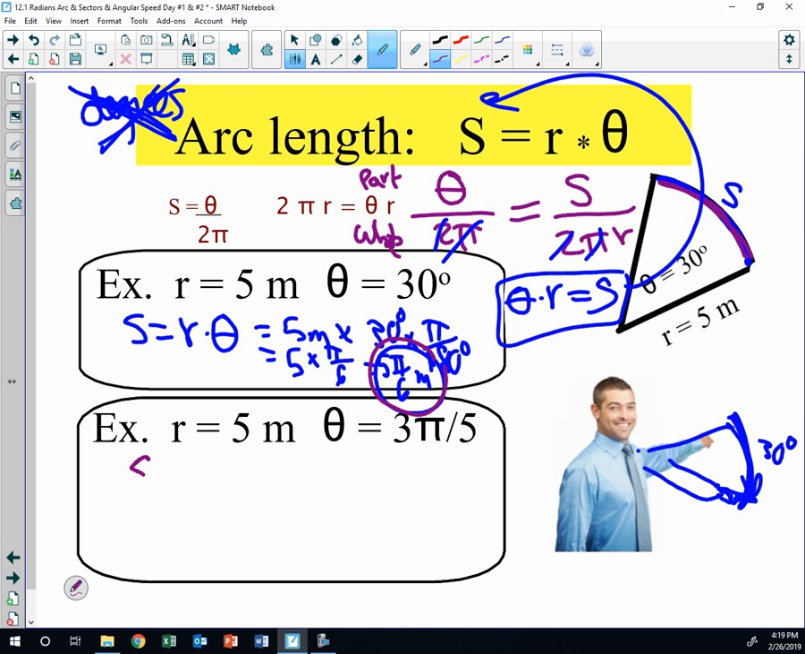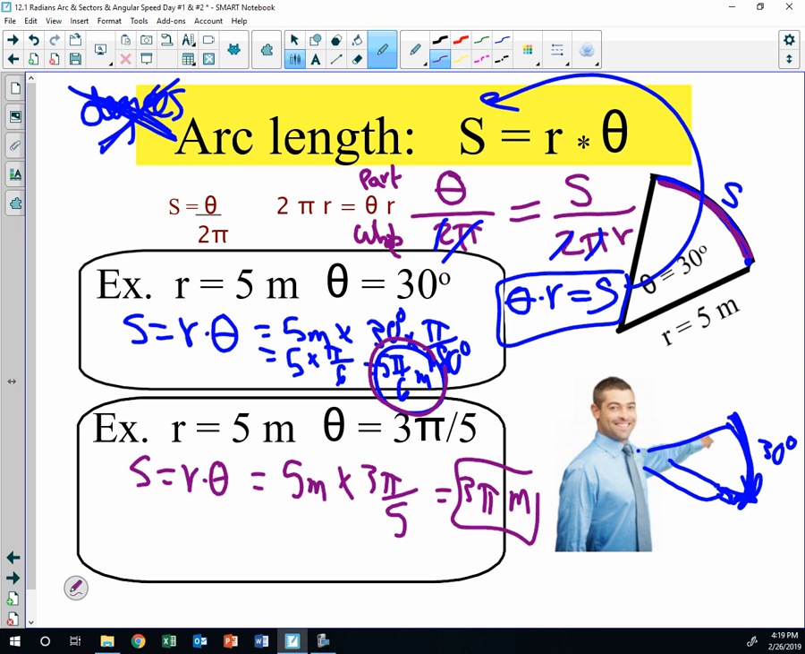Now in the second one, S equals R times theta, you have R as 5, and your angle is already in radians, so you can just go 3 pi over 5. Well, the 5's cancel here, so you get 3 pi meters for your arc length. So that's arc length, distance moved. If I'm actually making this an arc on the board, that length is your arc length.